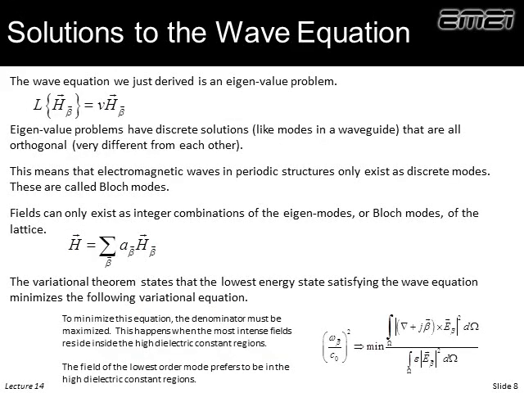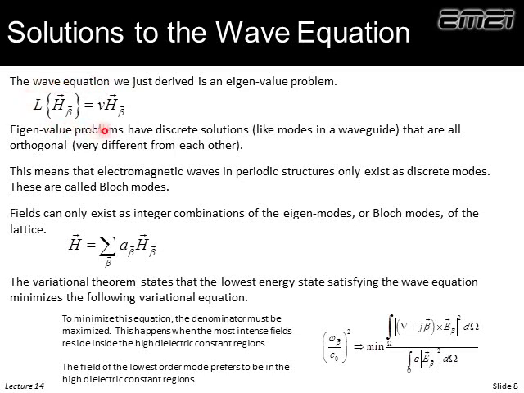The last equation, it turns out, is what's called an eigenvalue problem. And we can, in general, write our eigenvalue problem in this form. We have some linear operation, in this case the cross products, operating on the magnetic field. And on the right-hand side, we have some scalar constant times that magnetic field.